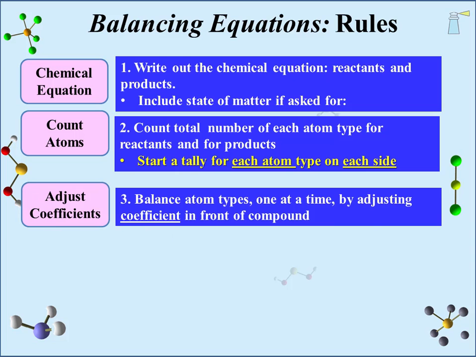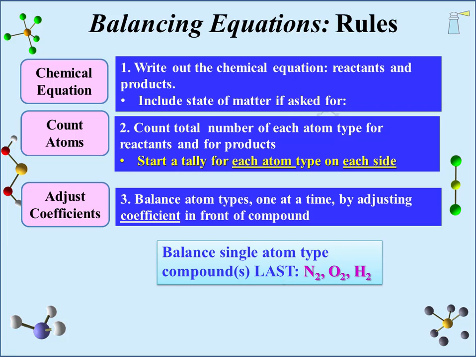Step 3 is to balance atom types, one at a time, by adjusting the coefficient in front of a compound that contains that atom type. This is the art of the process, and best understood using example problems. A helpful tip for this step is to balance single atom type compounds last. Compounds such as N2, O2, and H2 have only one type of element in the molecule. We will see this tip play out in the example problems, and its logic further demonstrated in the companion lecture, Advanced Concepts in Equation Balancing.